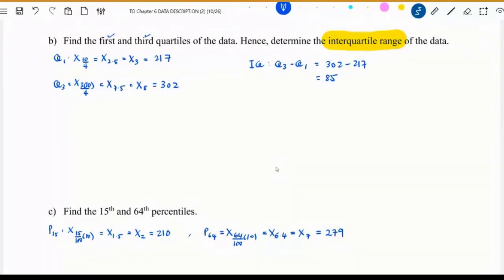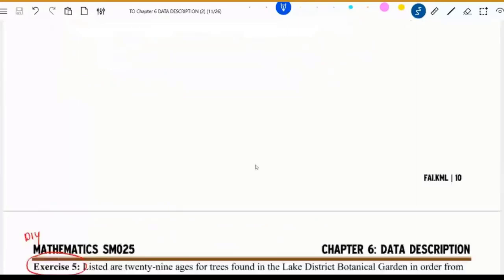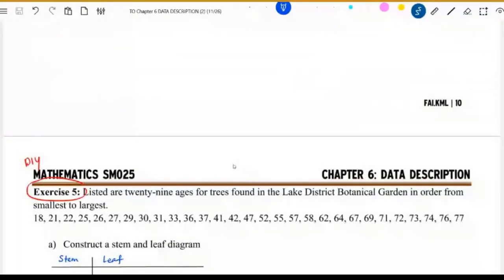Okay, so the next one, which is exercise 5. So I leave it to you to give a try. So we will discuss this one in the face-to-face lesson. Okay, so this one is a DIY for you. So this exercise involves the stem and leaf, and also finding the mean, median, and quartile, and also percentile. Okay, so the next one, which is we have box plot.